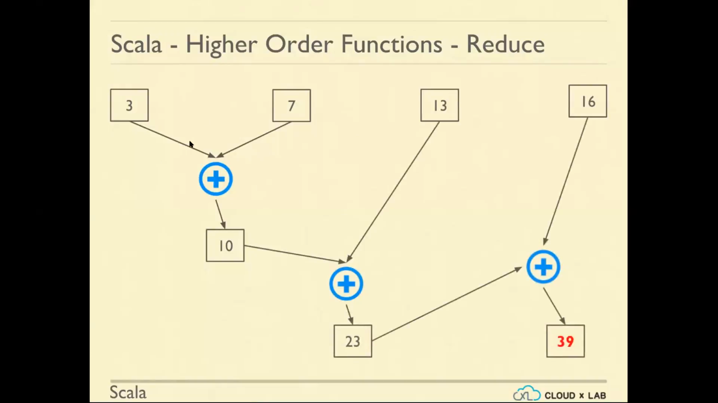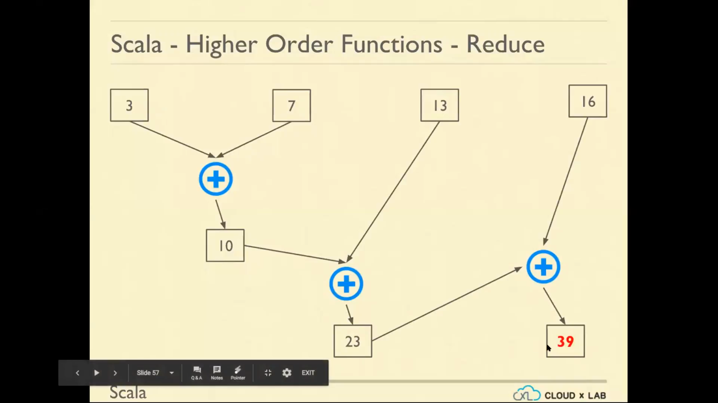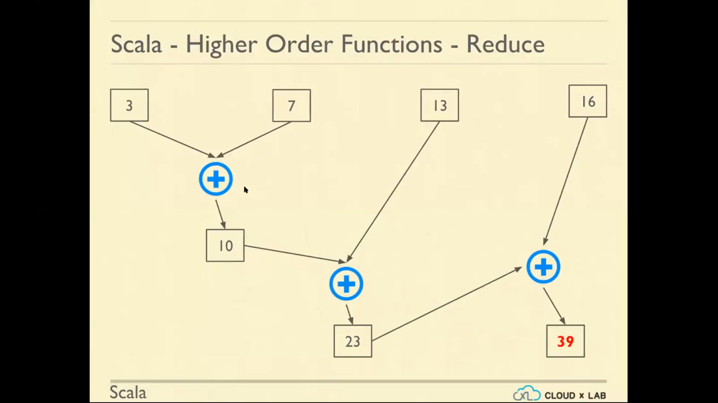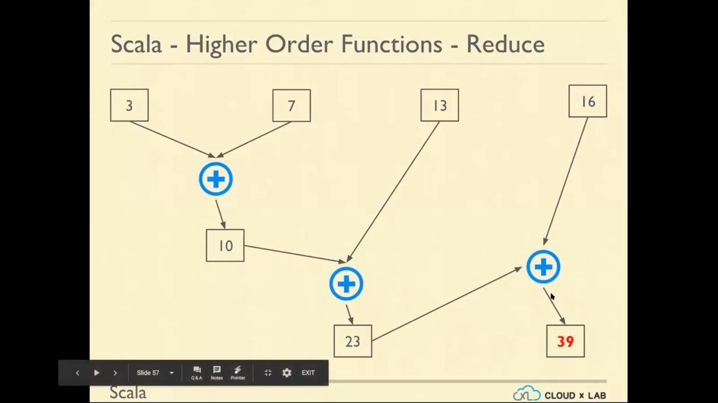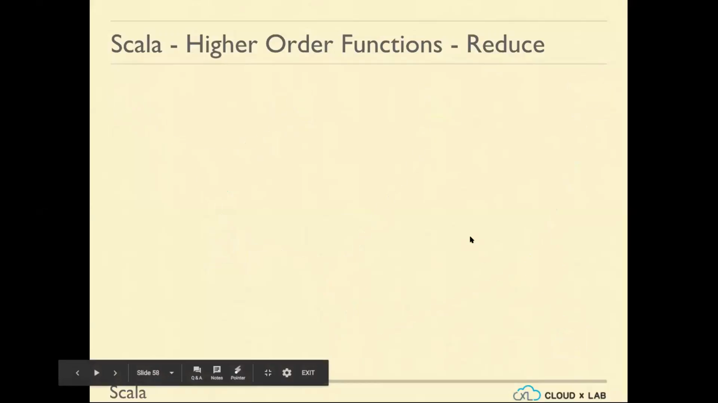First the addition was called on 3 and 7, and we got 10. Then addition was called on 10 and 13, and we got 23. Then addition was called on 23 and 16, and we got 39. So this reduce function basically calls your function again and again until we get a single value. Let's take a look.